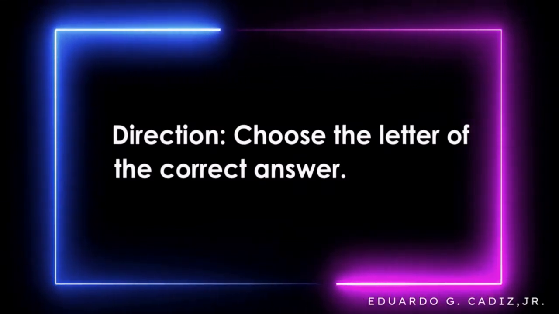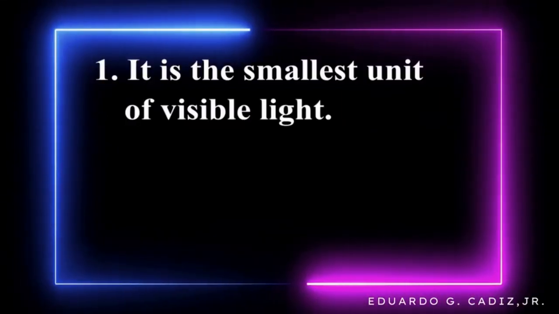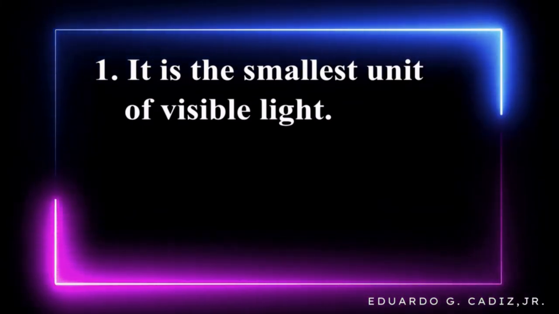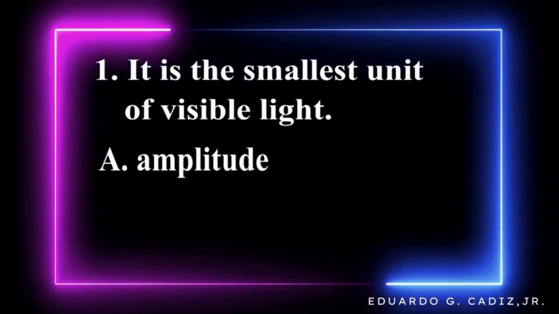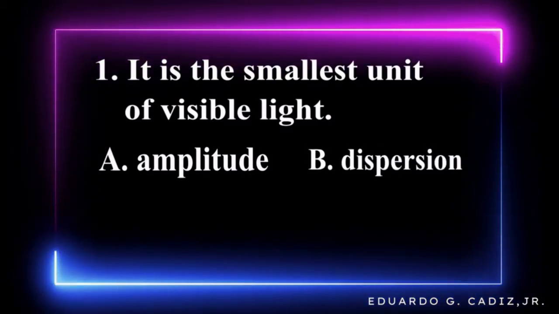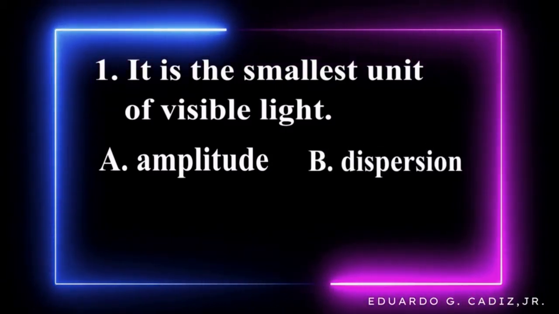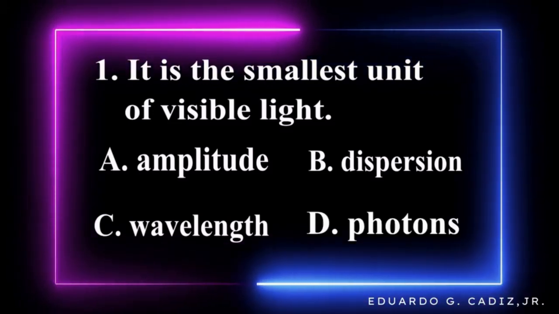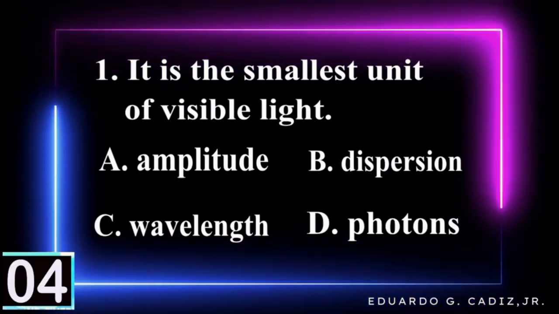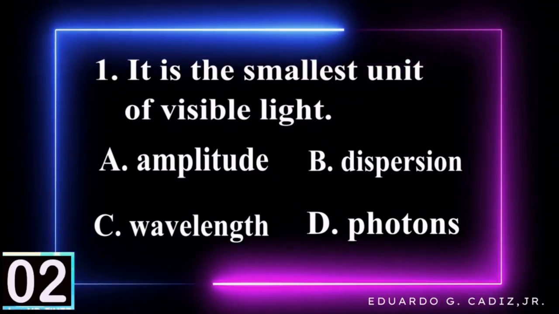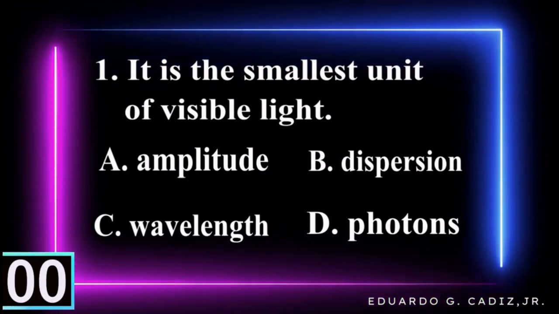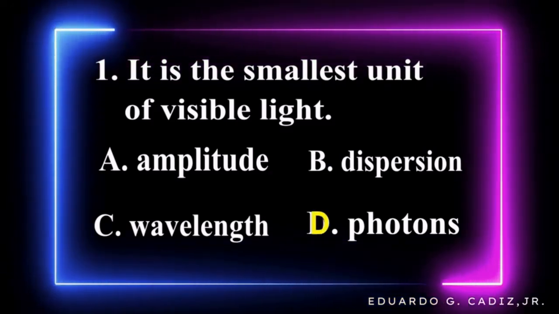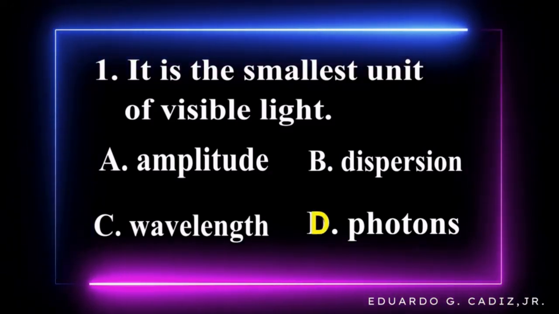Alright, so for question number 1, it is the smallest unit of the visible light. A. Amplitude, B. Dispersion, C. Wavelength, and letter D. Photons. If your answer is letter D, then you are correct. Good job!